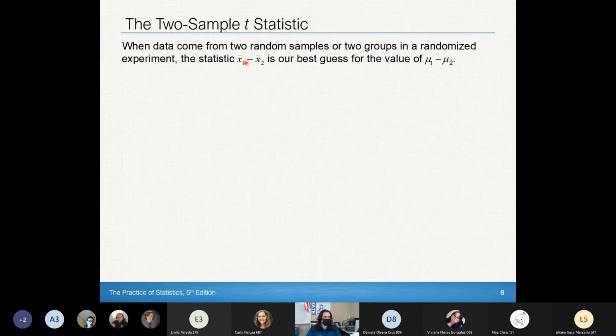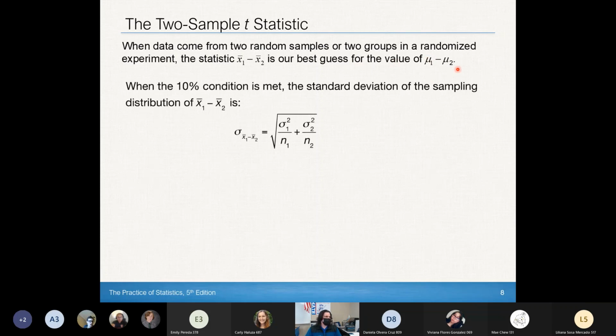So when data come from two random samples or two groups in a randomized experiment, the statistic x bar sub 1 minus x bar sub 2 is our best guess for the value of mu1 minus mu2. When the 10% condition is met, the standard deviation of the sampling distribution of x bar 1 minus x bar 2 is that same thing we just saw. Right? Sigma of x bar 1 minus x bar 2 is equal to the square root of the variance of population 1 divided by n1 plus the variance of population 2 divided by n2.